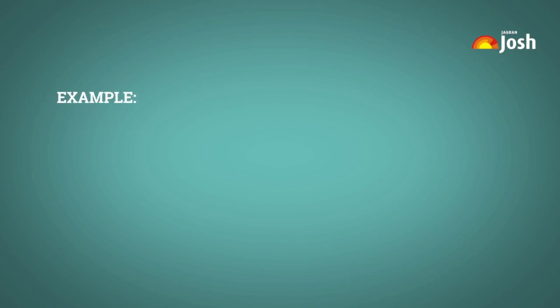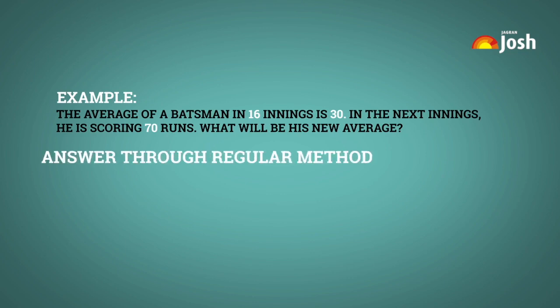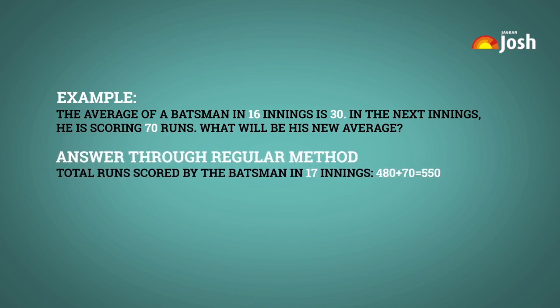Now let's give you an example for the same. For example, the average of a batsman in 16 innings is 30. In the next innings, he scores 70 runs. What will be his new average? Now let's answer through a regular method. The total runs scored by the batsman in 17 innings would be 480 plus 70, which would be equal to 550. The total innings played would be equal to 17.